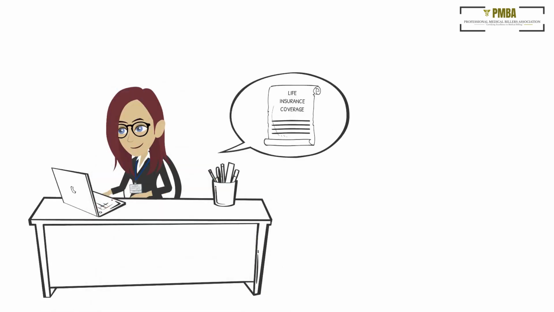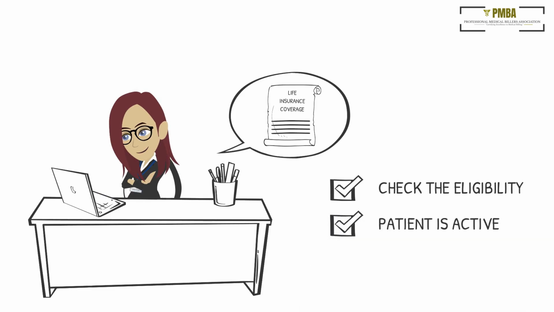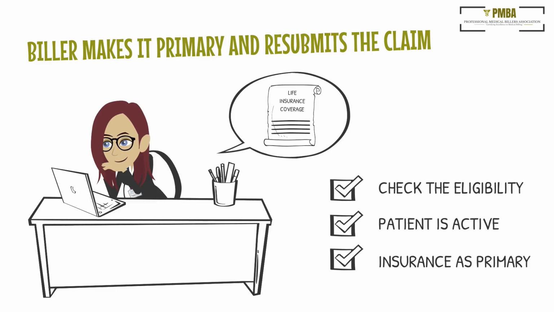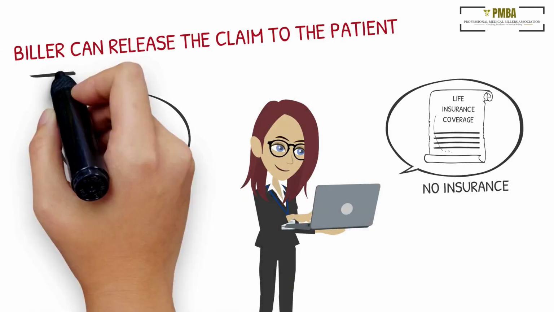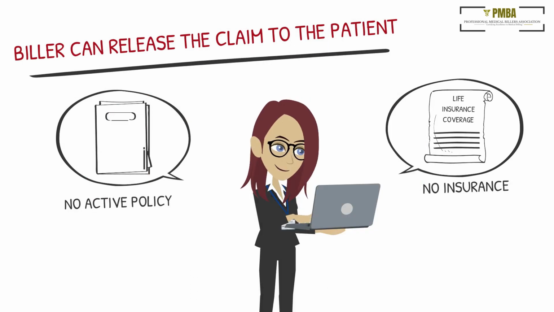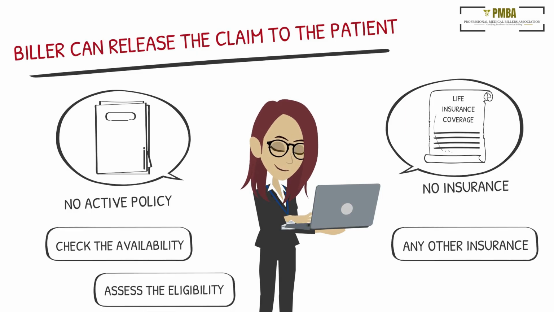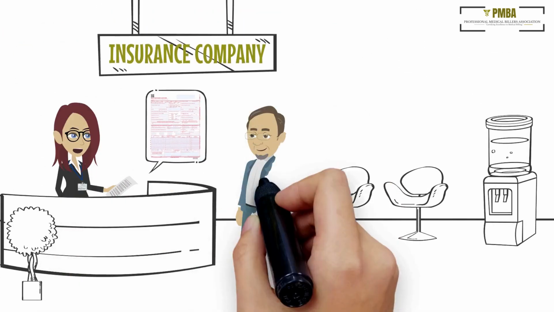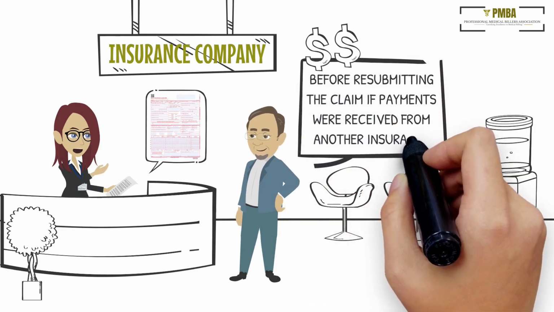If other insurance is available, check the eligibility for that insurance on the web portal. If the patient is active for that insurance as primary, the biller makes it primary and resubmits the claim. If there is no active policy and no other insurance available, the biller can release the claim to the patient. However, should first check for the availability of any other insurance options. If available, they should assess eligibility and potentially resubmit the claim. Always ensure thorough checking of previous DOS and eligibility before resubmitting the claim if payments were received from another insurance.